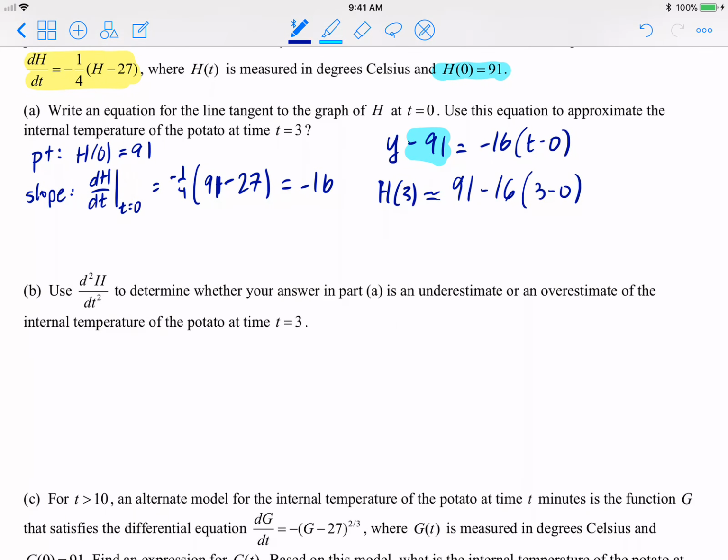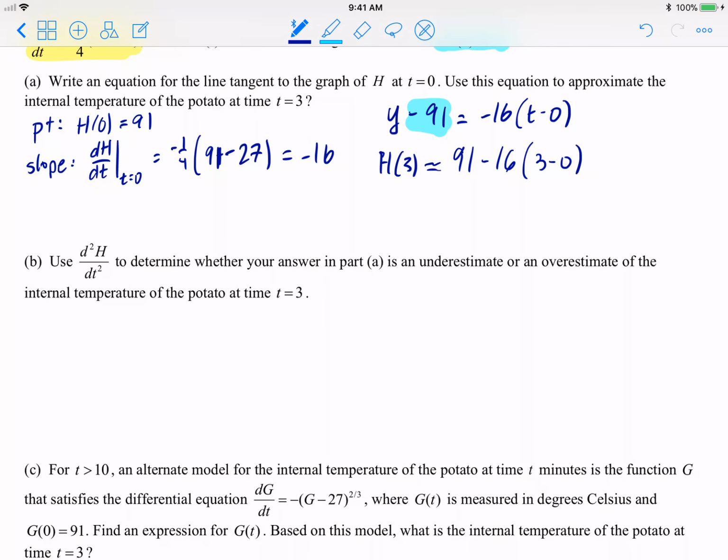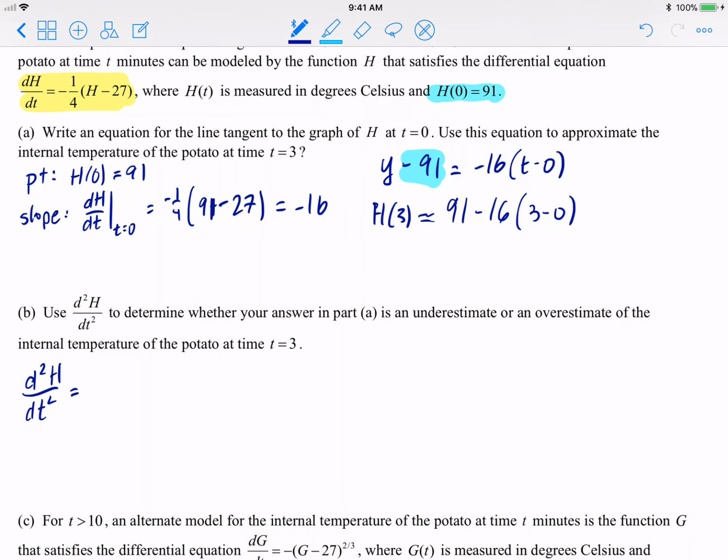Okay, letter B says use the second derivative of h with respect to time to determine whether your answer in part A is an underestimate or an overestimate of the internal temperature at time t equals 3. So I'm going to show you how to do that. The first thing we need is the second derivative with respect to time. And so we're just going to be taking the derivative of this highlighted equation back up here in yellow with respect to time. And so this is going to be negative 1/4 multiplied by the derivative of h minus 27. Well, the derivative of h with respect to time is dh over dt, and then the derivative of negative 27 is just 0, and so there we have it.